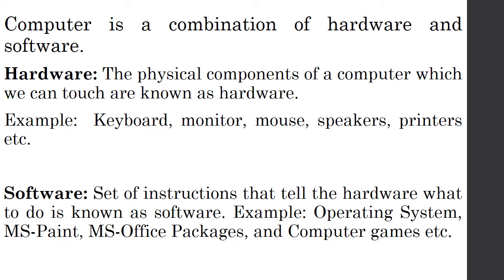Examples are the operating system, MS Paint, MS Office packages, computer games, etc. These are the software present in the computer. We cannot touch them. So these are considered the software of the computer. You might get a question for 2 marks, like define hardware and give examples, or define software and give examples, or write the differences between hardware and software. Is it clear about hardware and software?